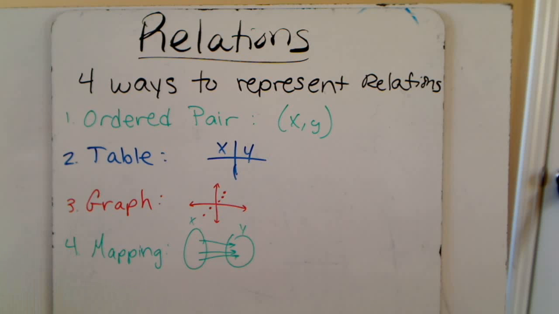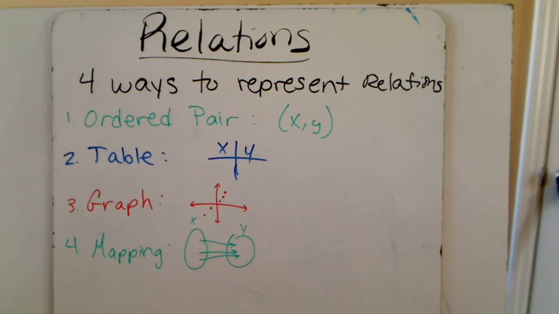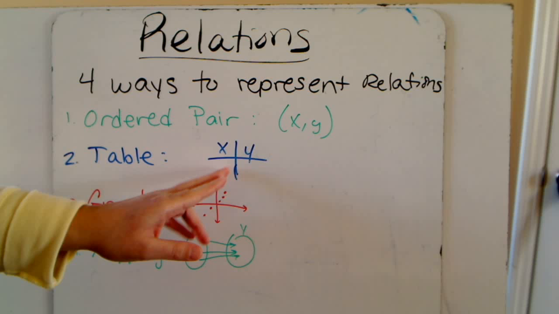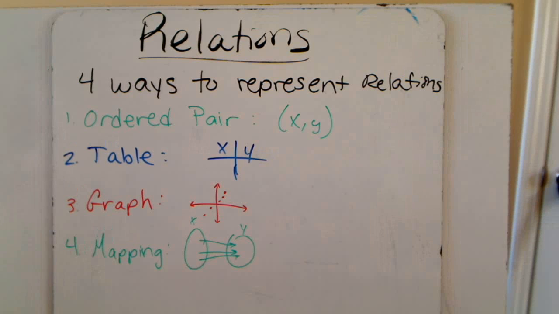Relations. There are four ways to represent relations. The first one is ordered pairs, which you should have already seen in the X and the Y. The second way is a table, which we'll get into how to graph using a table. But it looks like this. There's the X and the Y. And the third way is by graphing, which is basically just plotting points on a graph.